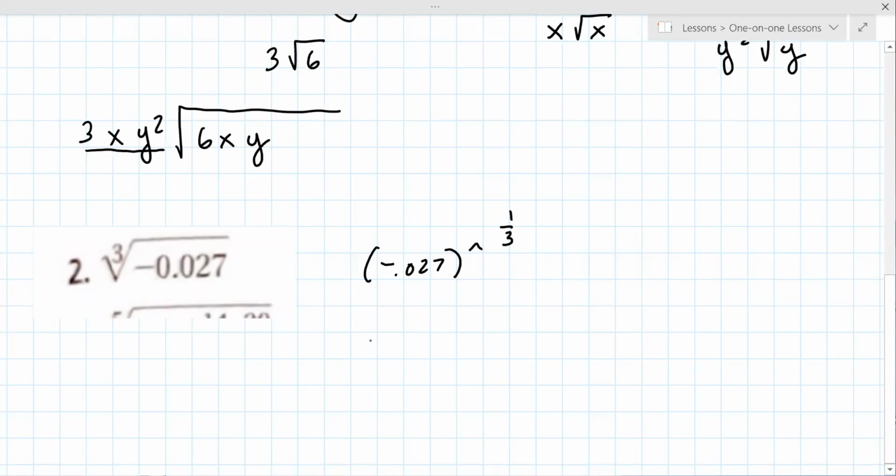I will point out that 3 times 3 times 3 gets you to 27. So the question is, how do you move the decimal place over? Well, it ends up being 0.3 times 0.3 times 0.3. And then the negative just means they're all negative. So the answer here is negative 0.3 for a variety of reasons. One of them, just punch into your calculator.